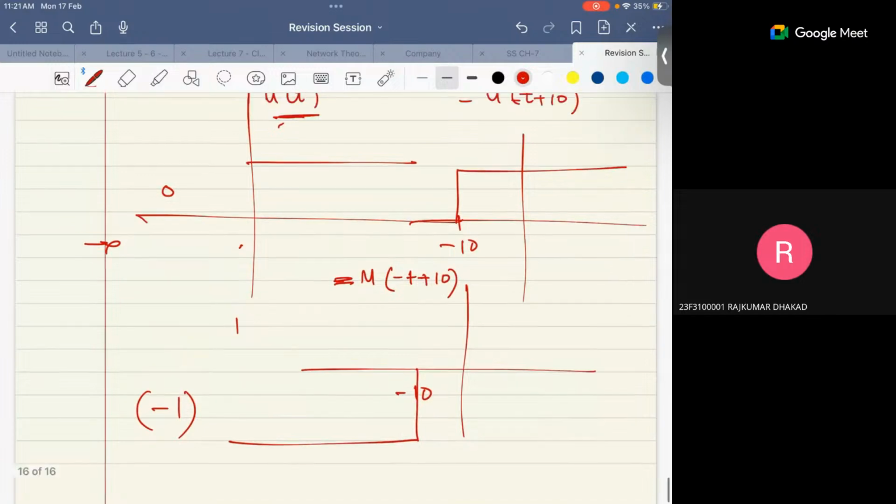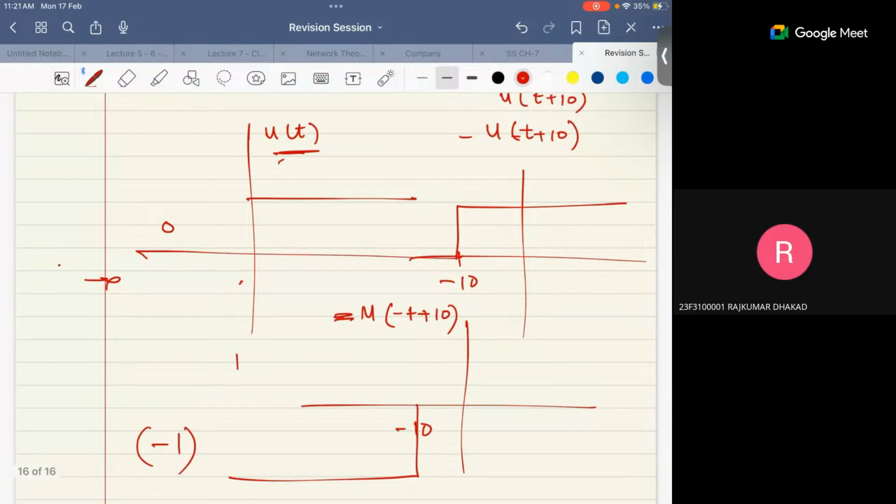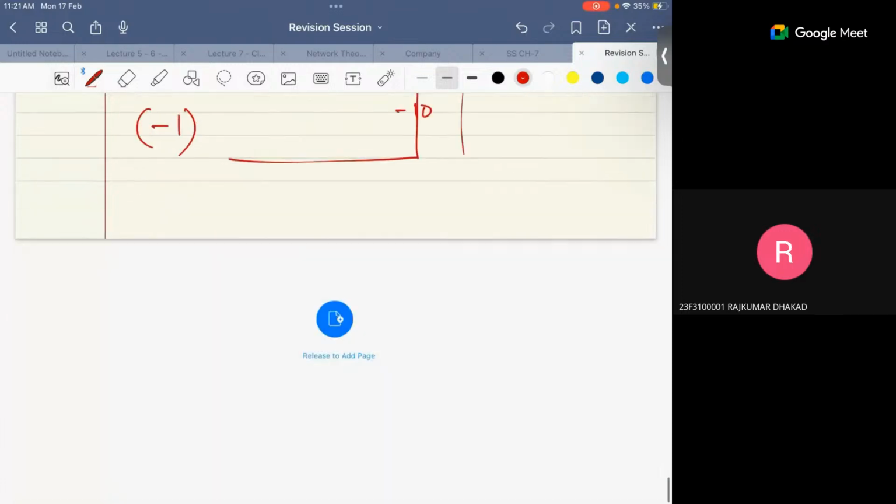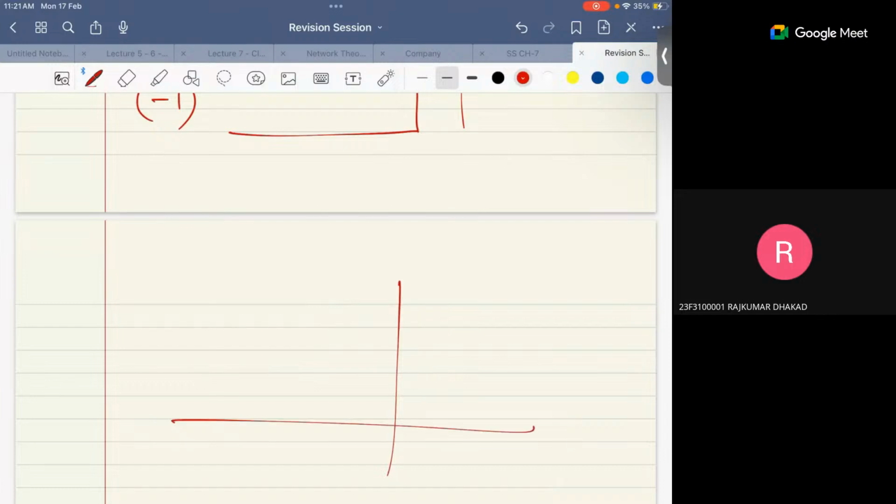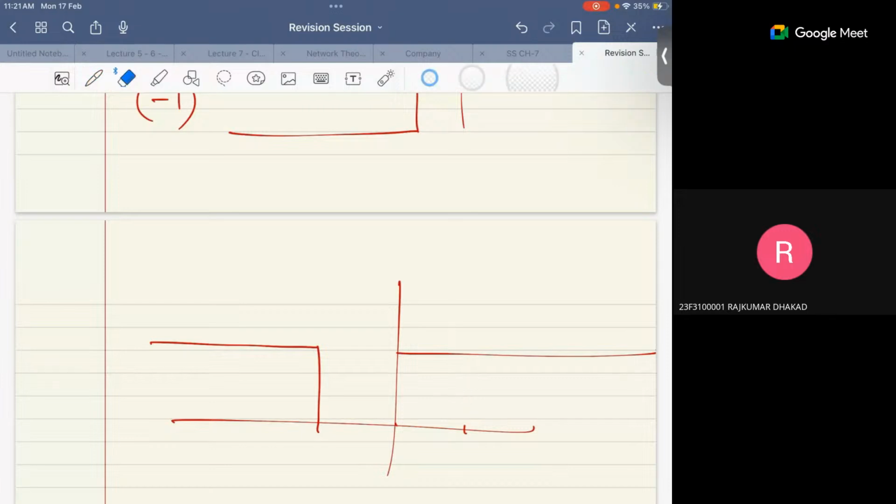Are you able to understand this? And then if you see from minus infinite to minus 10, the value is 0 here, and here you have some value, 0 minus 1, you will have some value, right? So it will be defined from where to where? So it will be defined somewhat like this. So if you calculate the energy, it will be infinite, right?